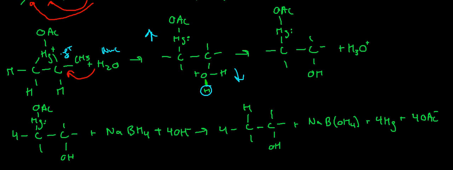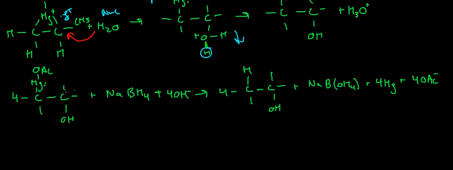Now the demercuration is the final step. We use a boron compound. It removes this mercury, leaves a hydrogen. They're anti from each other, like this. If we were to draw one of these projections, right, we have hydrogen, the alcohol down here, and then whatever's over there. And it would be in Markovnikov orientation.